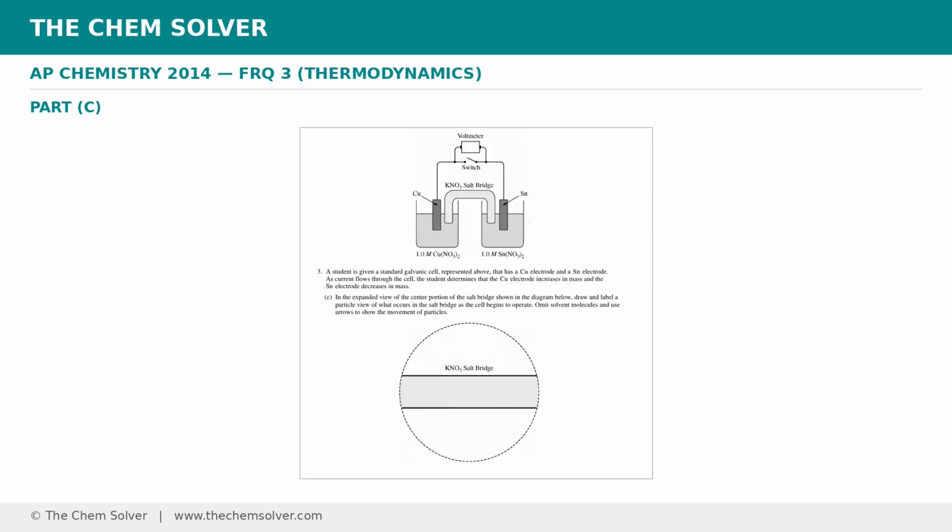In the expanded view of the center portion of the salt bridge shown in the diagram below, draw and label a particle view of what occurs in the salt bridge as the cell begins to operate. Omit solvent molecules and use arrows to show the movement of particles. Visual.